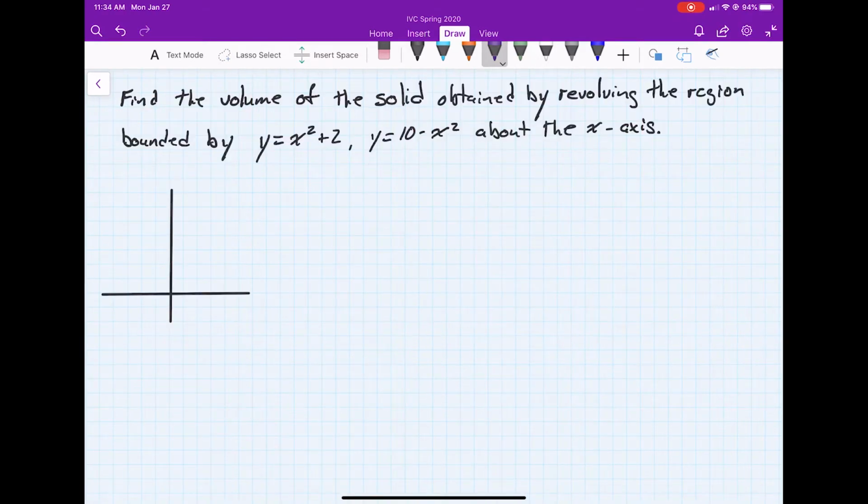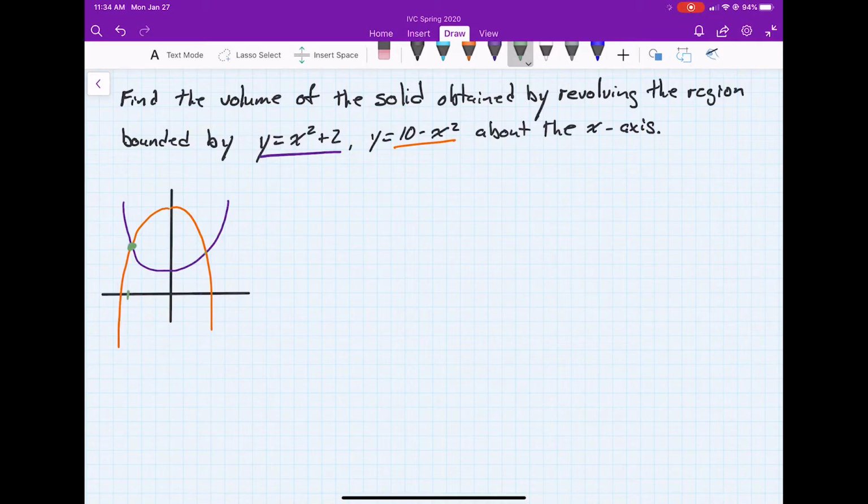Last concept for 6.2 is the washer method. In this example, we have the solid that's defined by y equals x squared plus 2 and y equals 10 minus x squared about the x-axis. So y equals x squared plus 2 is a parabola opening up, crossing the positive 2 on the y-axis, and then 10 minus x squared is a parabola opening down, crossing the positive 10 point on the y-axis.